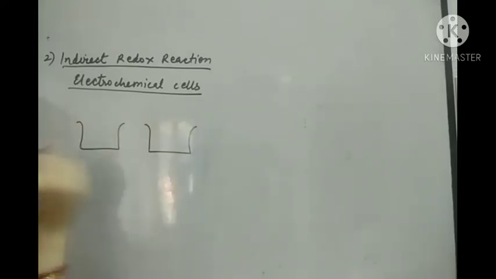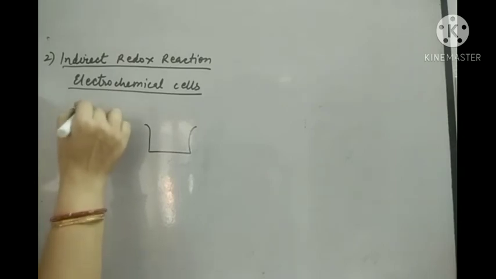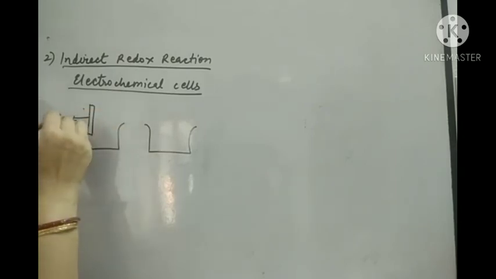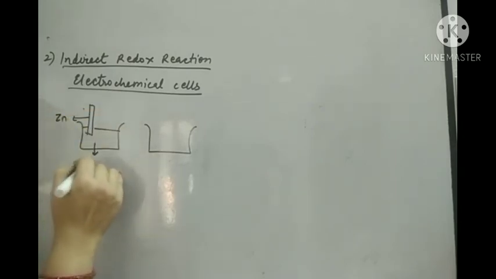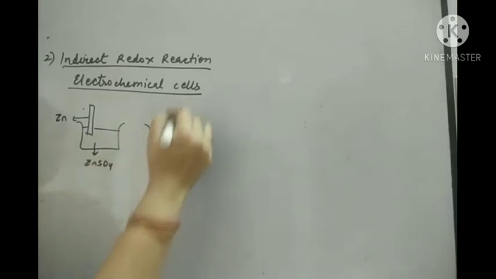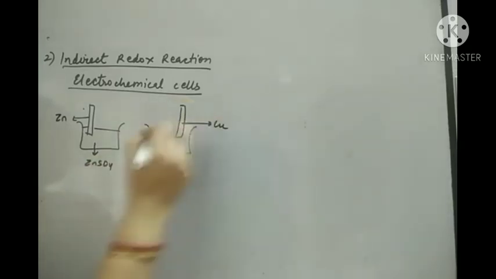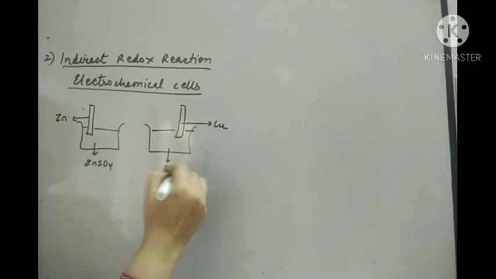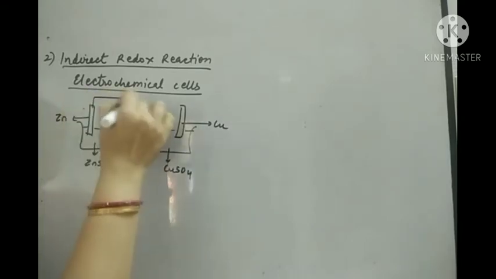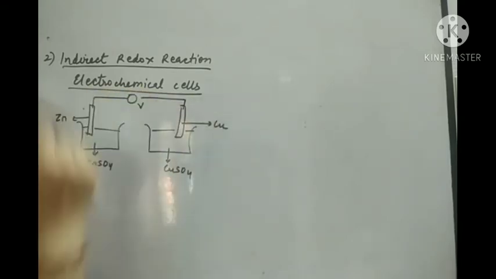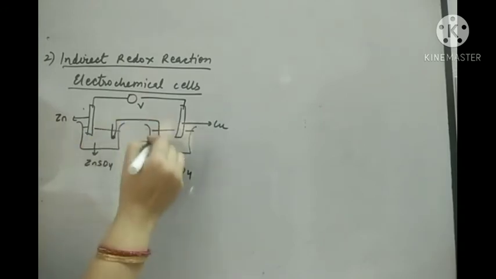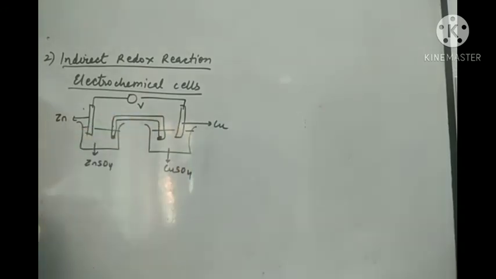Suppose in this container a zinc rod is there, so here I will fill zinc sulfate solution. Here a copper rod is there, and here I will fill copper sulfate solution. These two rods are connected. Here a voltmeter is there. This is the salt bridge. So in this, an indirect redox reaction occurs.